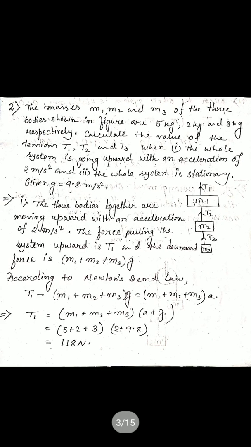Similarly, when we find T3, you see in this figure that only one body is attached to T3, that is only m3. So the system consists of only one body, whose mass is m3, when we find the tensional force T3. It is very easy. T3 minus m3 into g equals m3 into a. So T3 equals m3 into (a plus g). If we put in the values, we get the value of T3.